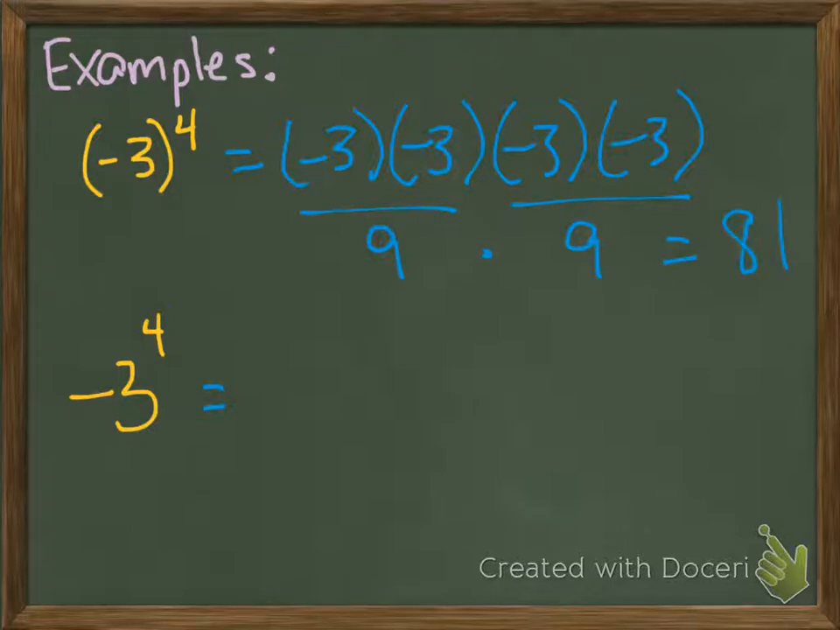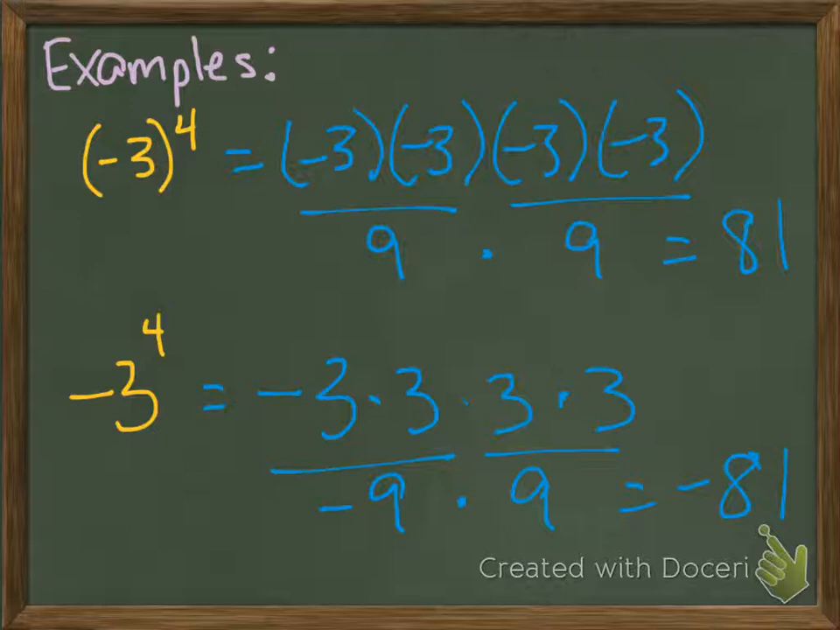This one, on the other hand, means negative of 3 times 3 times 3 times 3. So again, negative 3 times 3 would give me a negative 9. But here I have a positive 3 times positive 3, which is a positive 9, which results in a product of negative 81. So it definitely matters whether that negative is inside the parentheses or not.